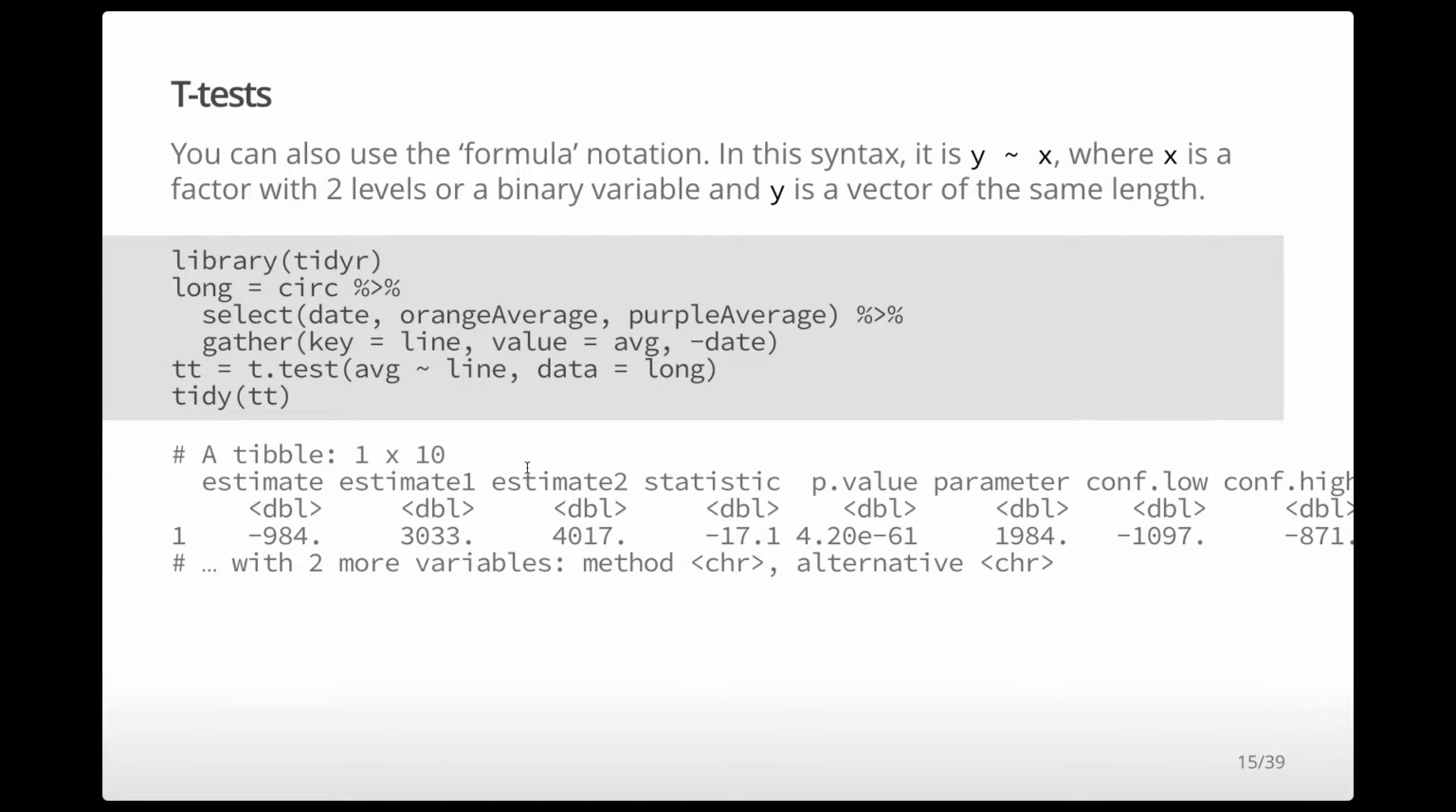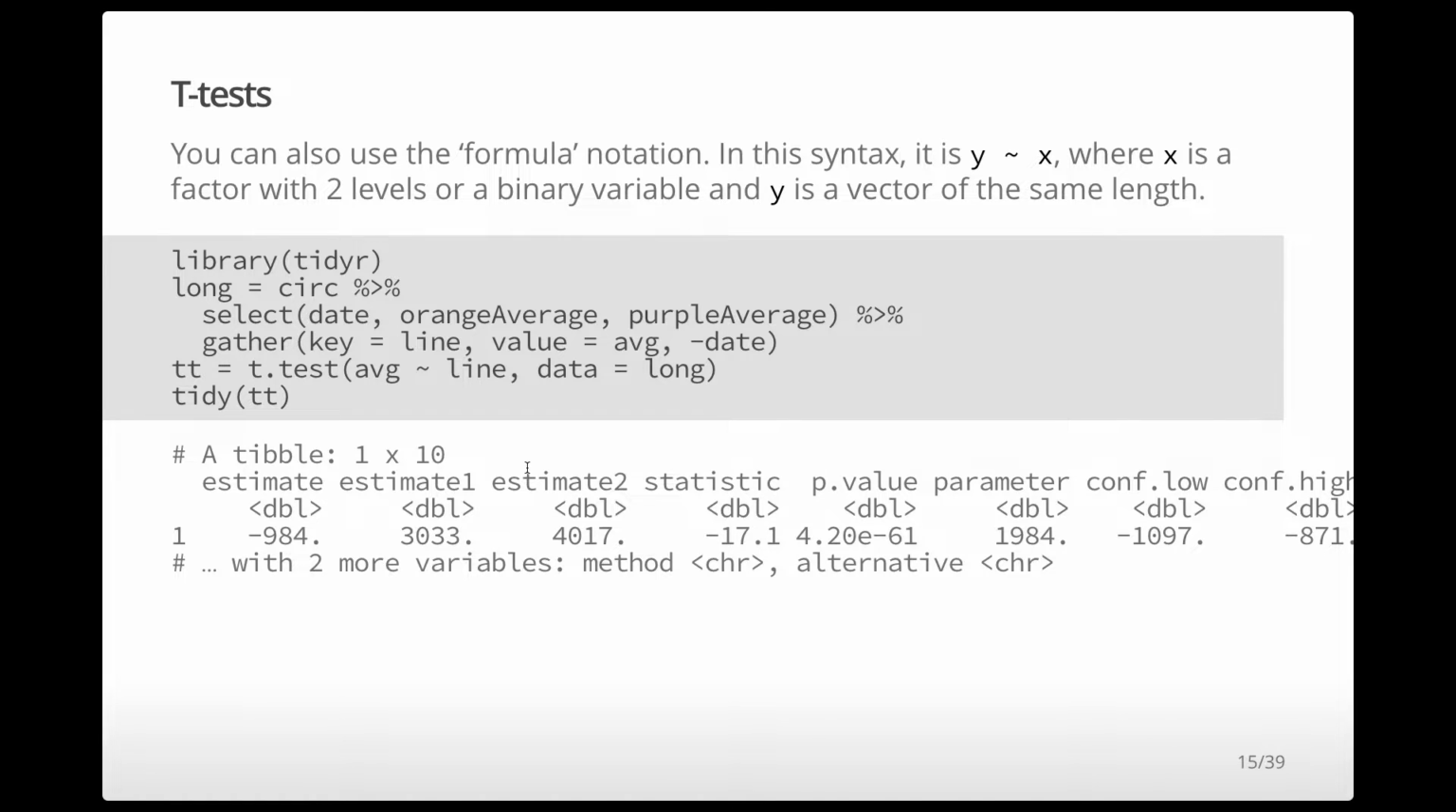So y tilde x, that is what we'll describe as formula syntax. So y, the average, is a function of the line. Now, when you're doing t-tests, right, line can be binary, or it can be a factor or a character, but it can only have two levels. Okay? T-test is only two things.